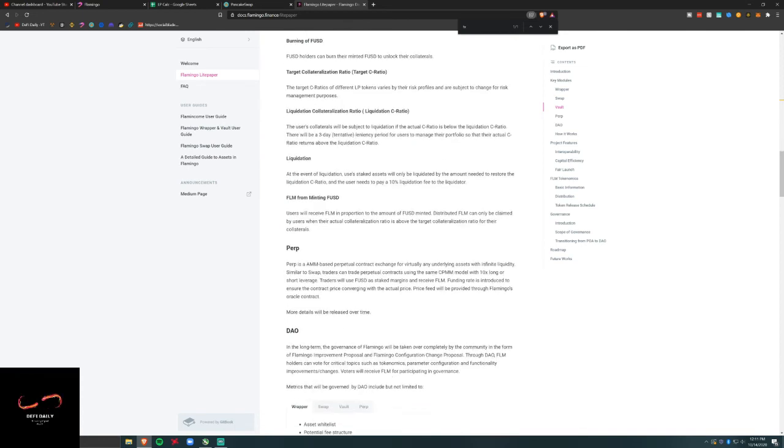Finally, the last thing that's going to launch, and this will be later this year, is the Perp and the DAO, right? The Perp is an automated market maker contract, but it's going to be for any underlying asset. So it's similar to the swap, and they use the constant product market maker model, but it's also going to allow for leverage. The way they do this is by staking these FUSD synthetic tokens as margin and receiving FLM. We'll see how this plays out more, and I don't want to go into this too much before the project itself comes out with more details.